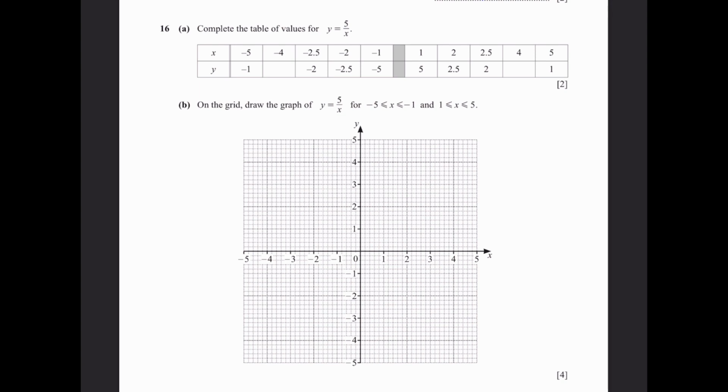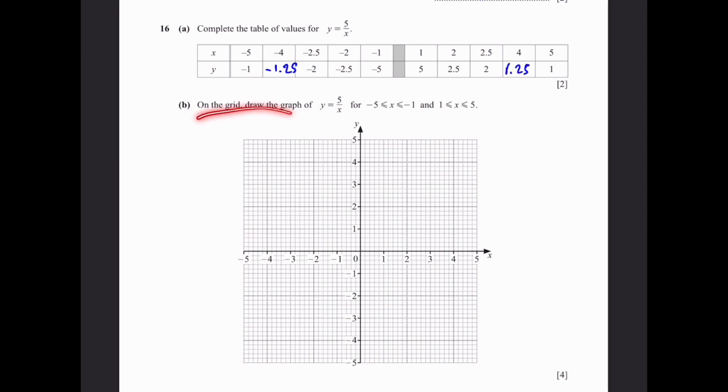Question 16. A. Complete the table of values for y equals 5 over x. We can do y is 5 over x there. So 5 over minus 4 is minus 1.25. And then 5 over 4 is normally positive 1.25.